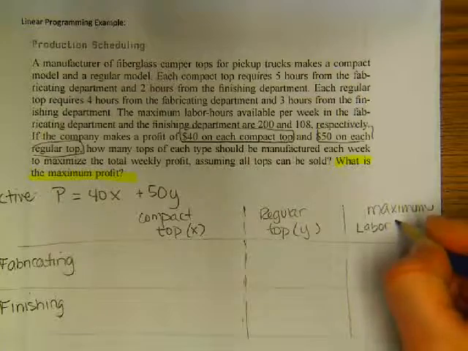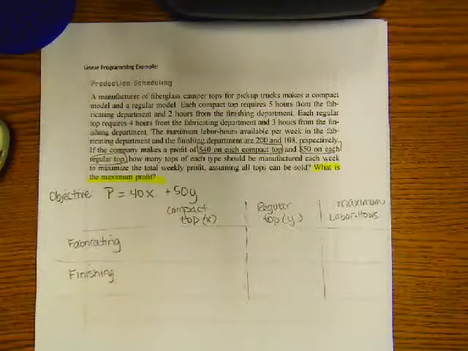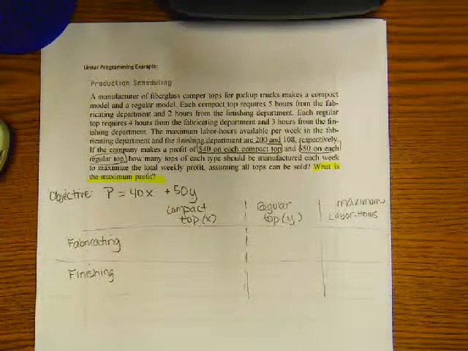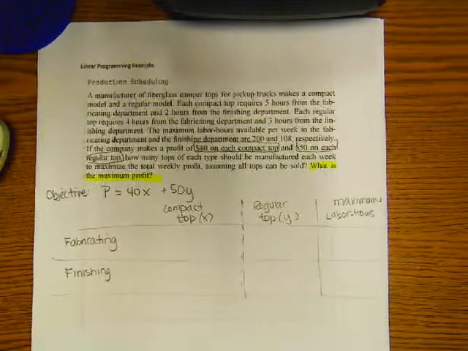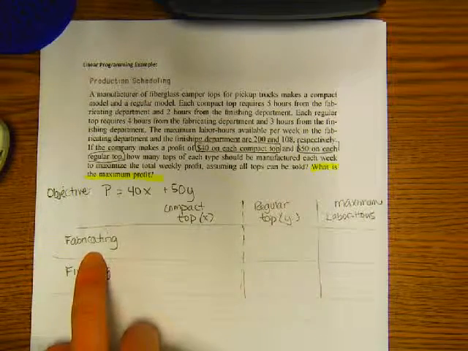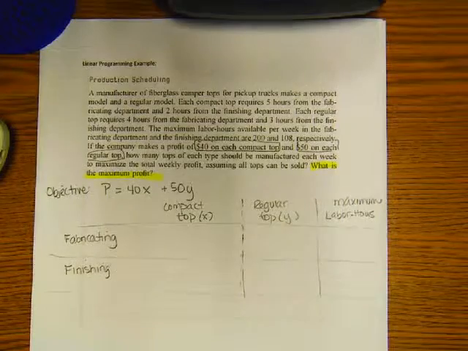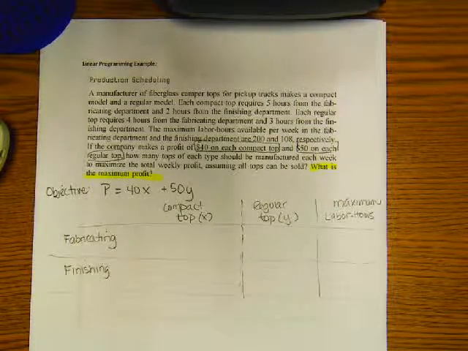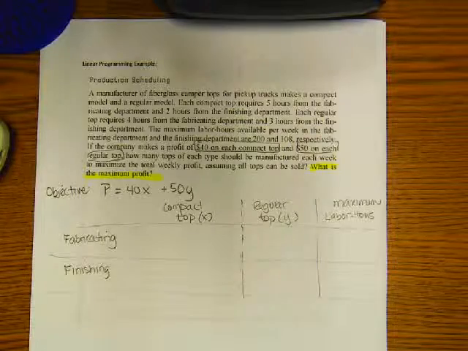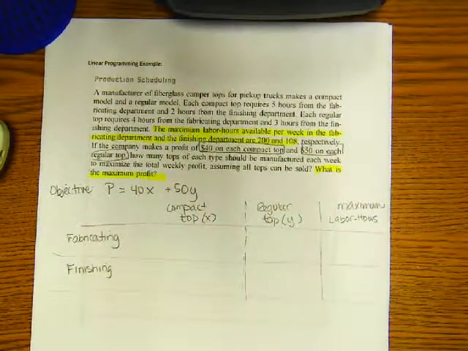All right, I got that. So let's go just look up fabricating for a second. You are given the maximum number of labor hours available per week for fabricating, aren't you? Mm-hmm. Okay, and those are going to help set my constraints, my inequalities. What are they? So I'm going to put a 200 here and a 108 here.